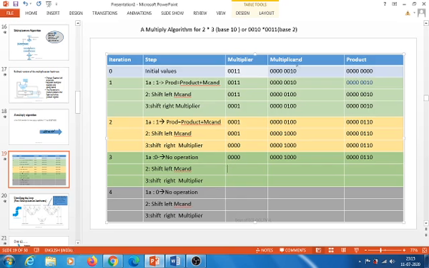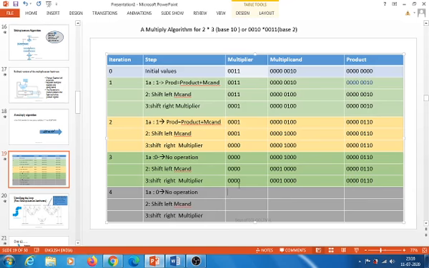I want to shift this multiplicand to the left position, so it becomes 0001 0000. And the product will be the same, 0000 0110. And now I want to shift the multiplier to the right. Shifting 0 doesn't make any difference, but anyhow it does the operation because it is the third iteration. So now it comes to 0001.